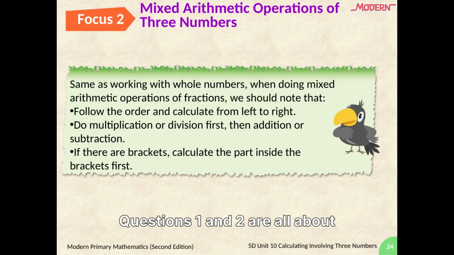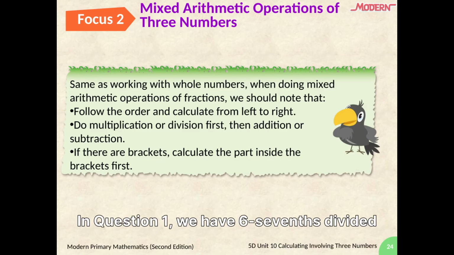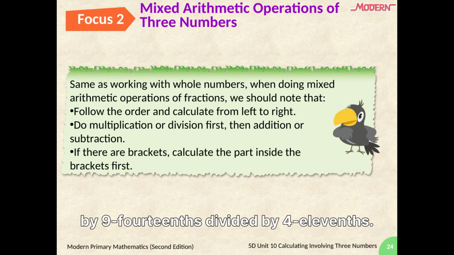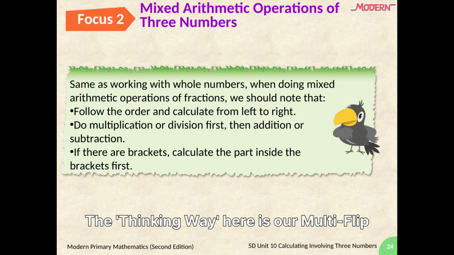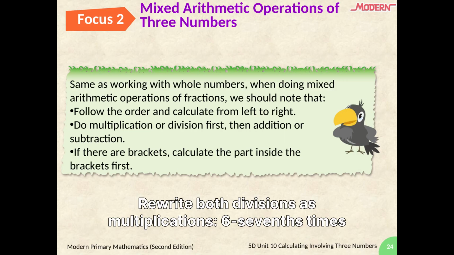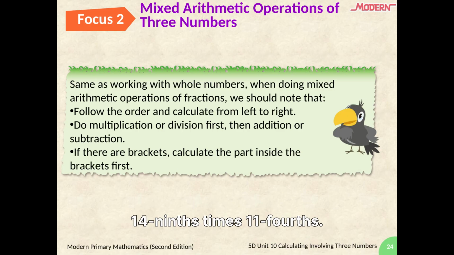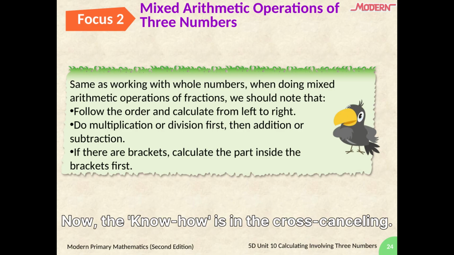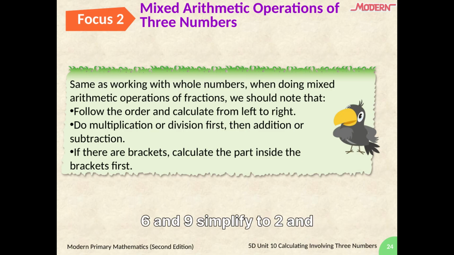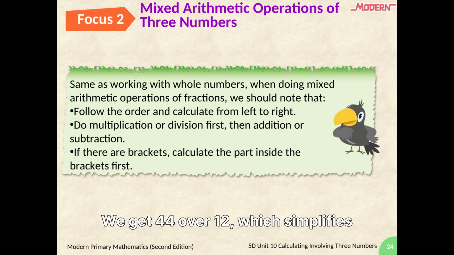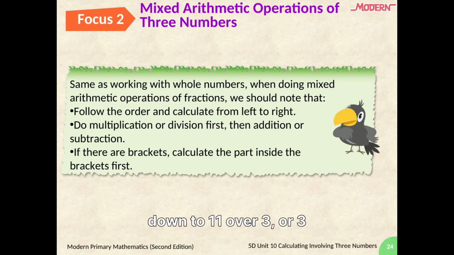Questions 1 and 2 are all about triple number division. In question 1, we have 6/7 divided by 9/14 divided by 4/11. The thinking way here is our multi-flip rule. Rewrite both divisions as multiplications, 6/7 times 14/9 times 11/4. Now, the know-how is in the cross-canceling. 6 and 9 simplify to 2 and 3. 14 and 7 simplify to 2 and 1. We get 44 over 12, which simplifies down to 11 over 3, or 3 and 2/3.